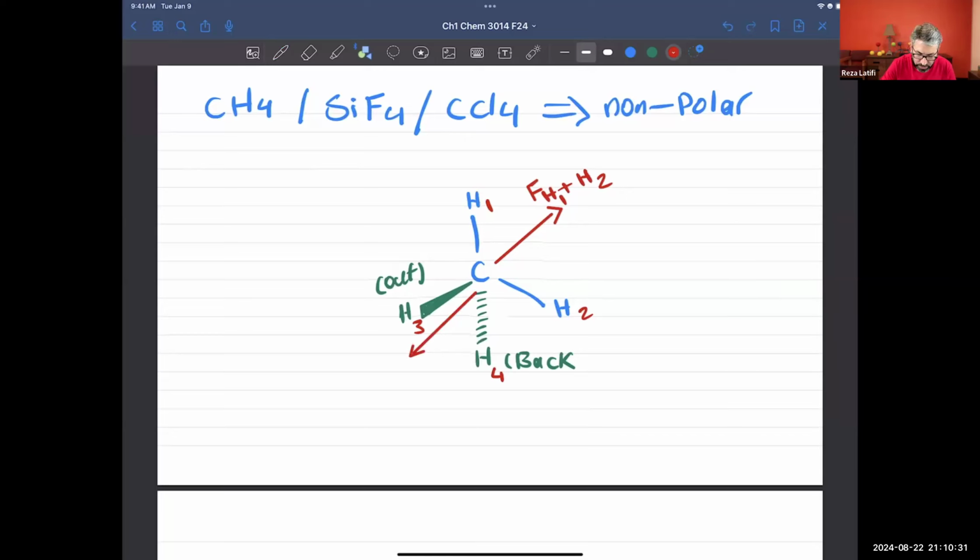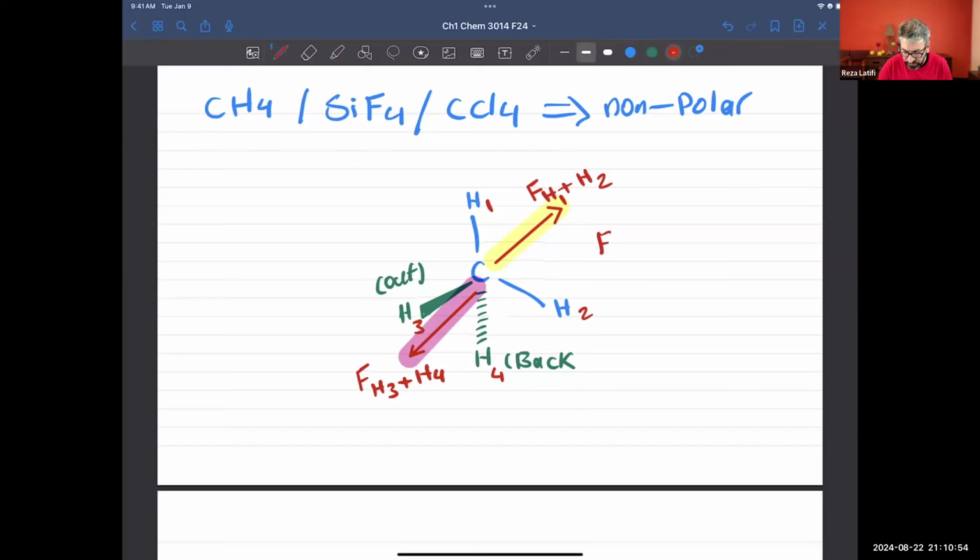Okay. And this one, I'm going to call it F for hydrogen 3 plus hydrogen 4. Okay, I have 4 hydrogens. They are identical. In that case, you're going to say this force is identical to that force. And they are 180 degrees far from each other. So you're going to say this.